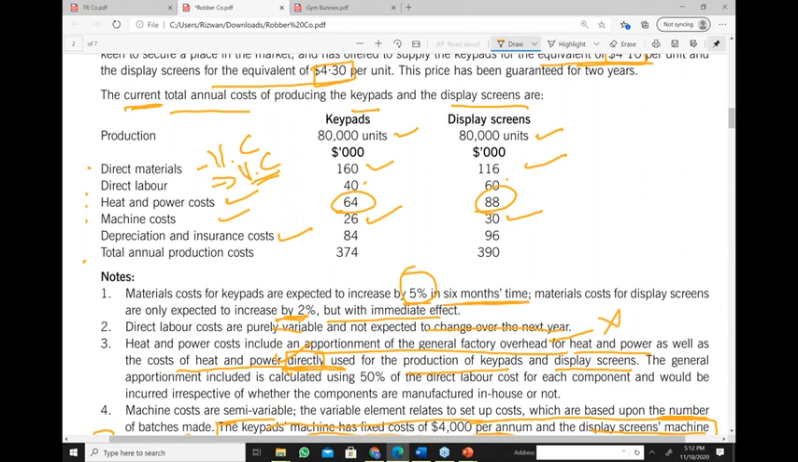The general apportionment included is calculated using 50% of direct labor cost for each component and would be incurred irrespective of whether components are manufactured in-house or not.